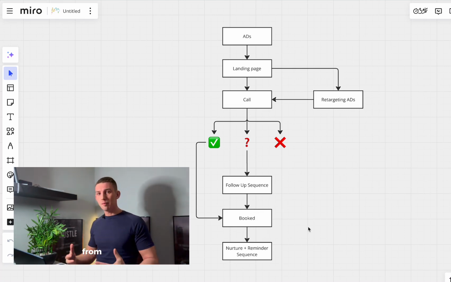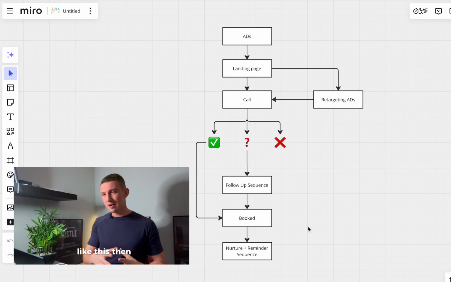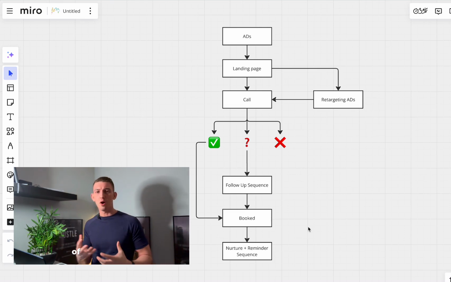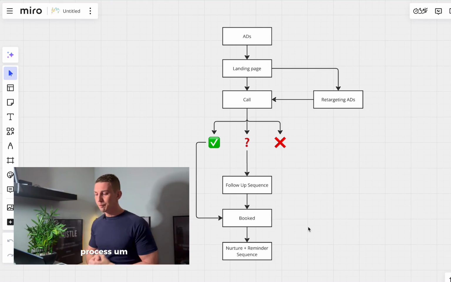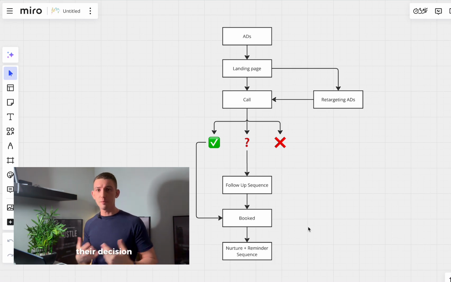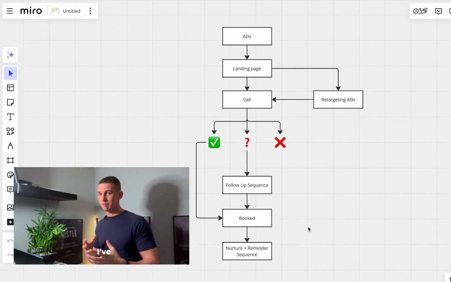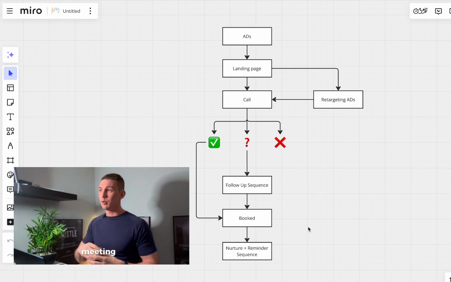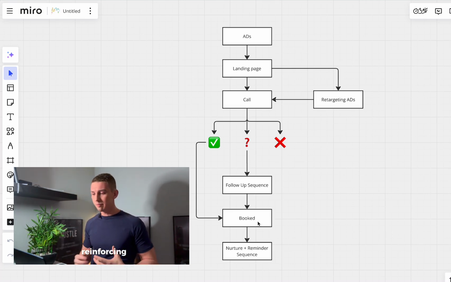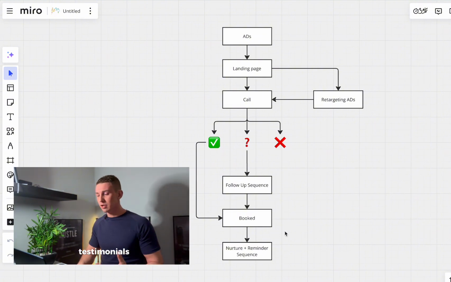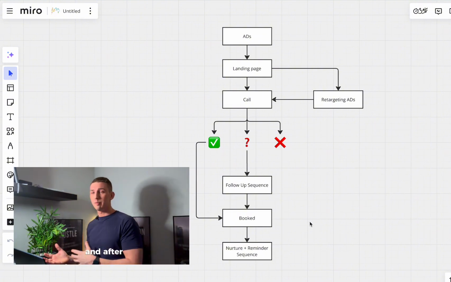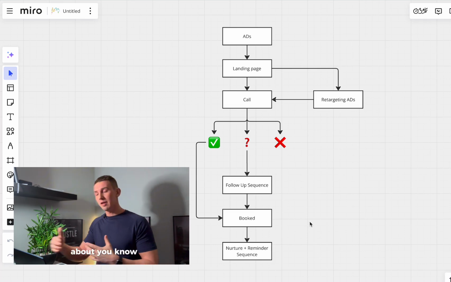And then from there, this kind of falls outside of the whole ad process, but you are going to want some nurture and you are going to want some reminder sequence in place. What that basically means is you're reinforcing their decision by nurturing them, which means I've booked a call or I've scheduled a meeting or I've asked for a quote or whatever it might be, and then they're getting reinforcing material. So it could be testimonials, it could be case studies, it could be before and after pictures, it could be information about the next step.